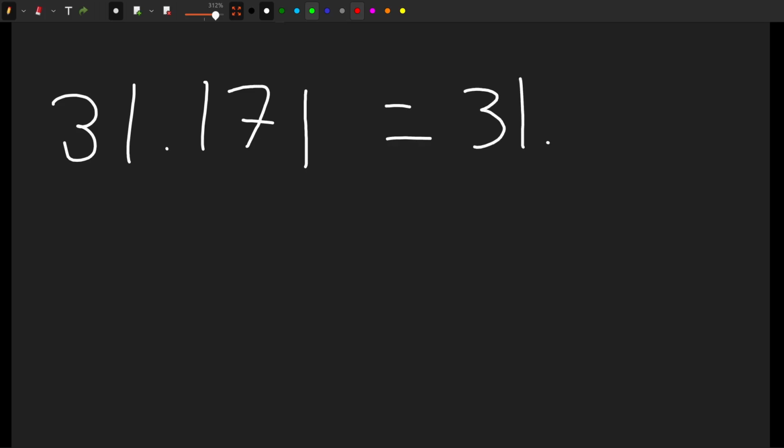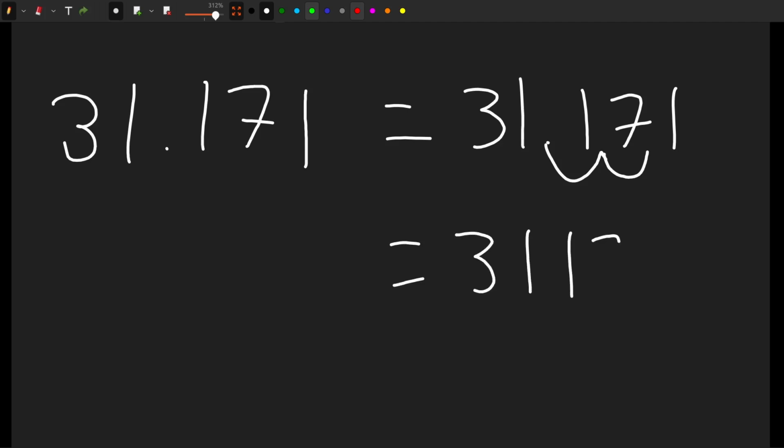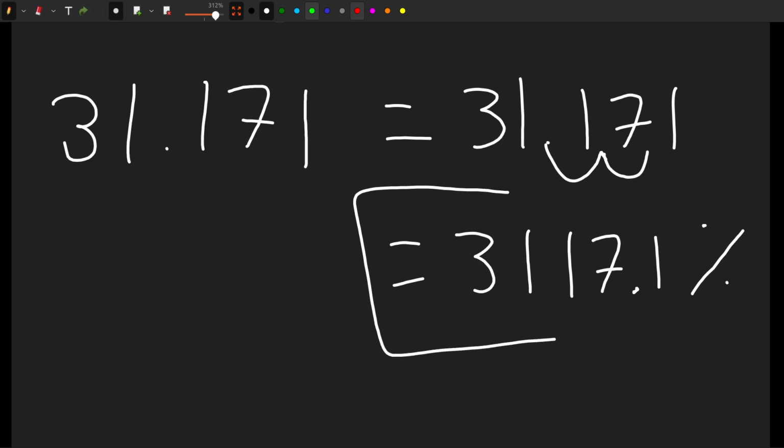Okay, the last one of these problems we will do is 31.171. And so, just like the other ones, take our decimal, move it twice, and we get 3,117.1%. It's perfectly fine to have a decimal, okay? We don't need to be worried about that. What matters is that we just move our decimal 2 spots to the right.